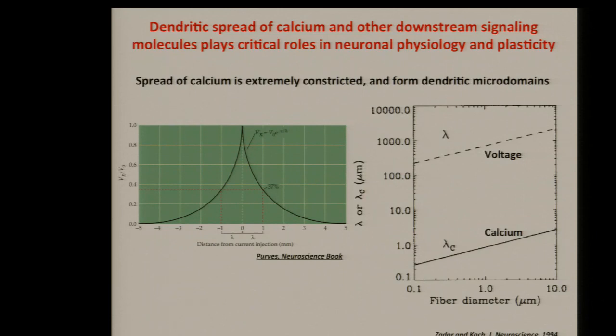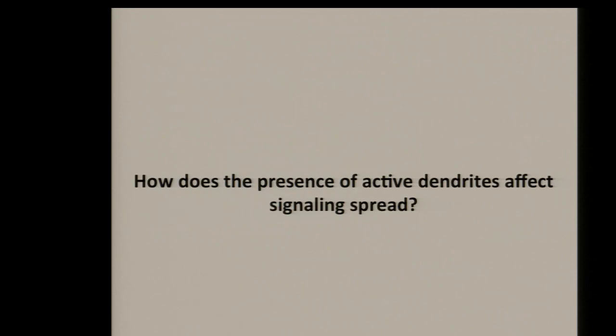That's an extremely crucial number. If this spreads beyond this, then pretty much hell will break loose, basically. Right? So it's very important that this remains close by. But there are active mechanisms which can ensure that the calcium can propagate to a longer distance, basically.